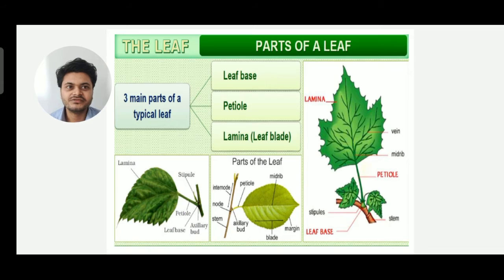Now we can see the different parts of leaf. The three main parts of leaf are leaf base, petiole and lamina. Lamina is also called leaf blade. So the three important parts of leaf are leaf base, petiole and lamina. You can see the structure of petiole, structure of lamina, structure of leaf base, all are given very nicely.